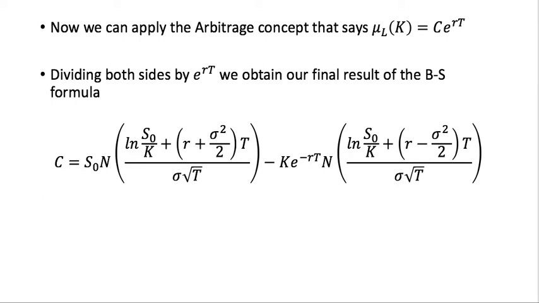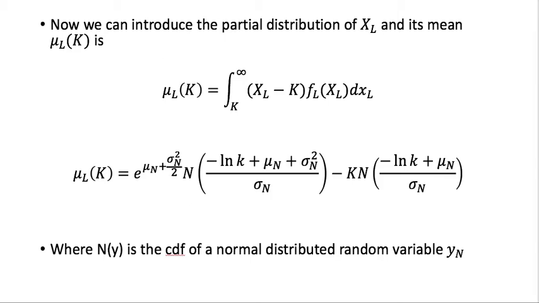Now we can use the arbitrage concept. We say that our mu LK equals C e to the RT, because mu LK is our future price of our option, and that is unknown to us. So we are going to use the bank account future price to estimate our future option price. We plug in C e to the RT in place of mu LK. If I go back 2 slides, right here, we're going to replace that with C e to the RT.